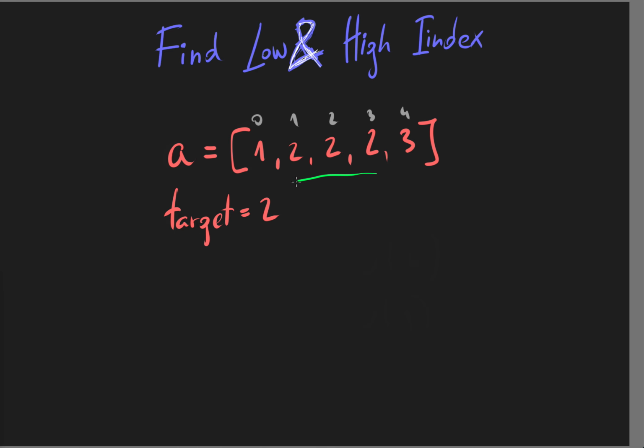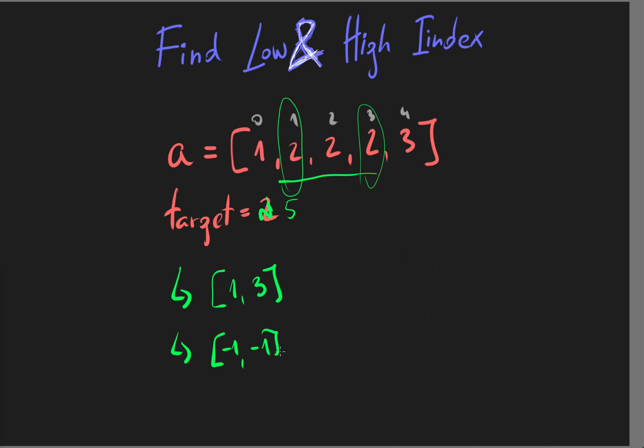In this case, we have a bunch of 2's, and what we need to return is the lowest index and the highest index. So in this case, we would return index 1, which is the lowest, and index 3, which is the highest. Now, if we have a target that is not 2, let's say 5, we would return -1 and -1 because we haven't found the number. And if we have another example, let's say 1, we would return 0 and 0 because we only have one integer that has index of 0, right?